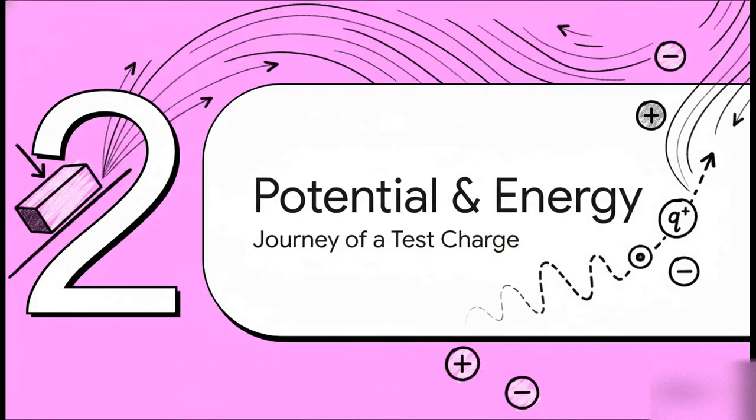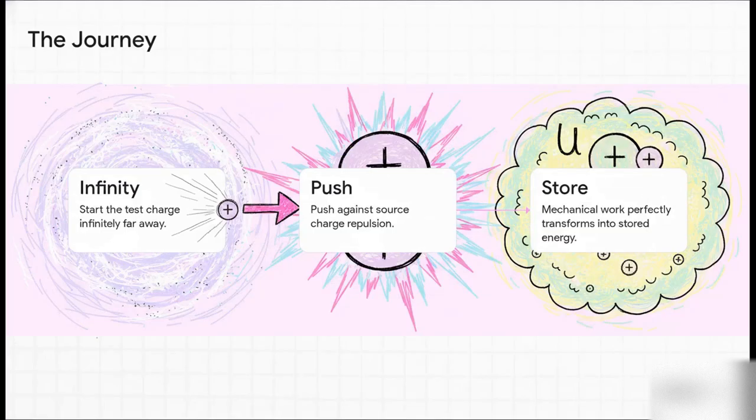Moving on to Section 2, Electrostatic Potential and Energy, the journey of the test charge. Instead of getting totally bogged down in the math, let's visualize this as a simple 3-step journey. First, imagine a tiny positive test charge starting infinitely far away, feeling absolutely zero effect from anything. Second, we start pushing it closer to a really powerful positive source charge. Since they're both positive, they naturally repel, meaning we have to physically force them together. And third, because we moved it super slowly, all of that mechanical work perfectly transforms into stored electrostatic potential energy, which we denote as U.